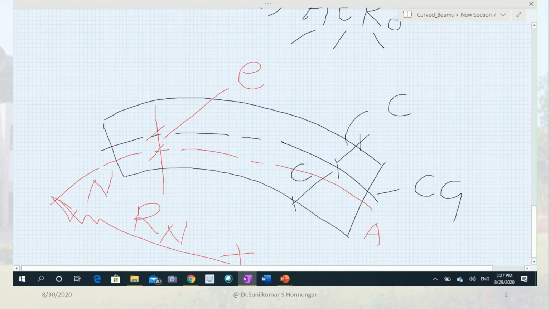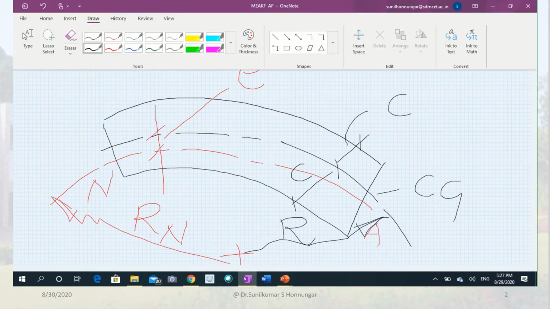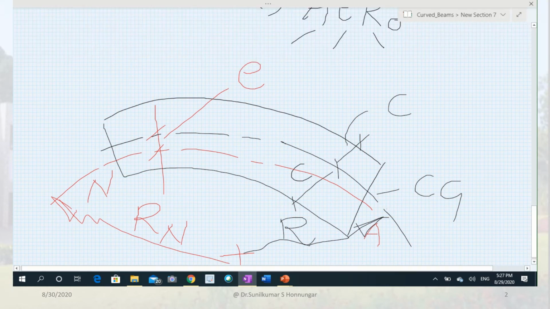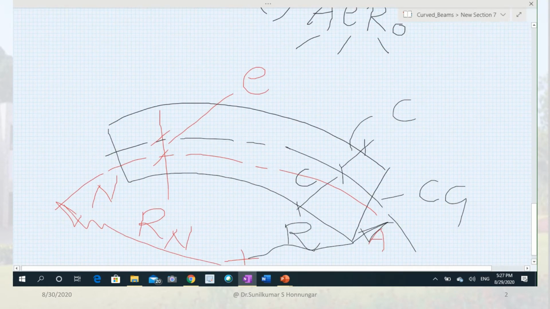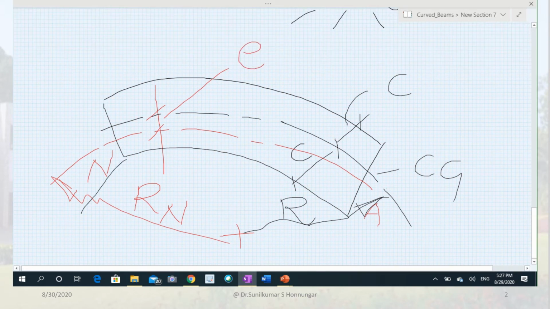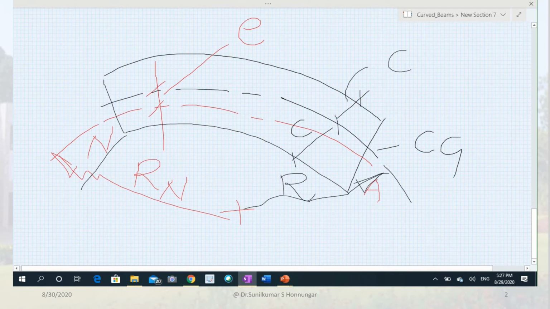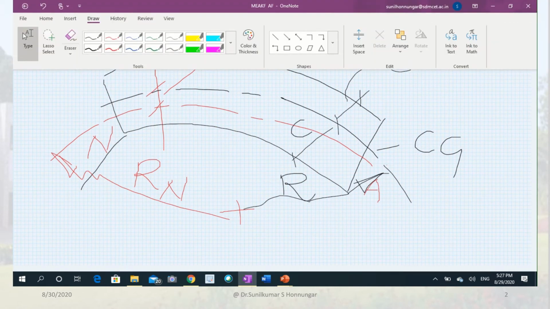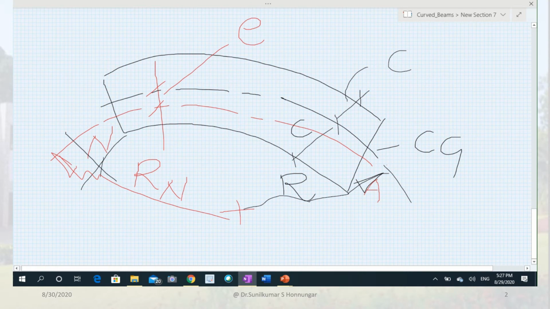I think in the very first slide I have shown, and I'll use another color so that there will not be any confusion. So from here, this is going to be simply R. And what is that CI and CO? It is CI, I'll use the same color. From the inner fiber to the neutral axis, from here to here, this is going to be CI.